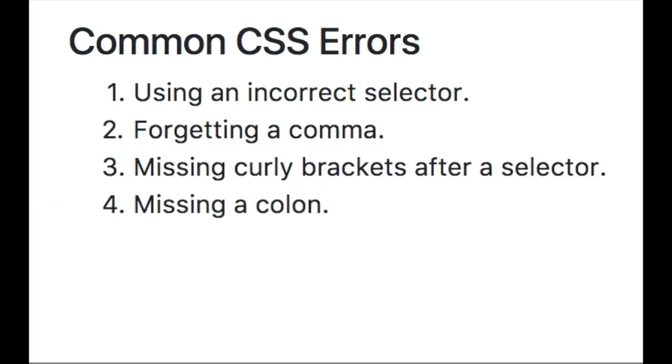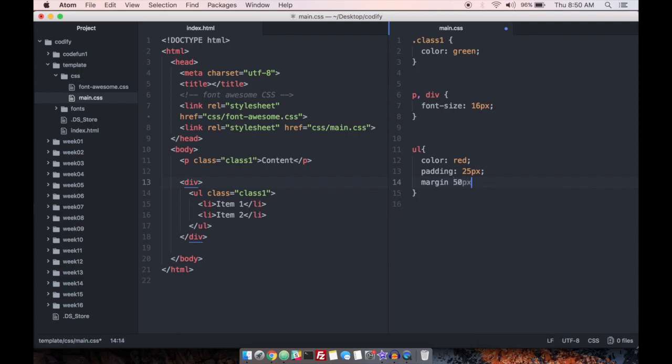Common error number 4, missing a colon after a property. If you forget a colon after a property, it's not going to be good. Always remember the 2 dots after a property name.